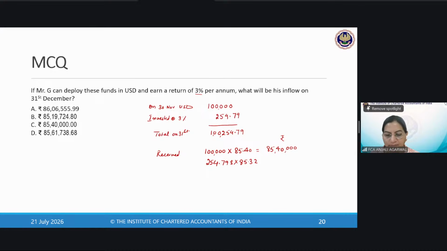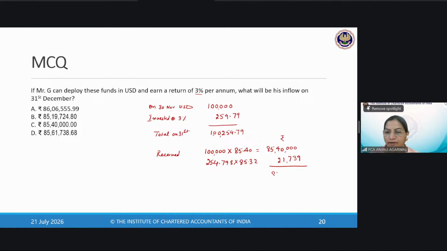$254.79 multiplied by 85.32. Another 21,738.68, or I'll keep it 39. So 85 lakh 40,000 plus 21,739.